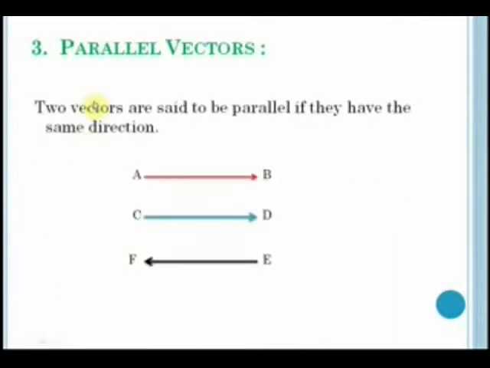The third is parallel vectors. Now two vectors are said to be parallel if they have the same direction. So we see that AB, CD are parallel to each other, or they are in the same direction, because these vectors are parallel. Here we see that FE is in opposite direction to AB, so this is anti-parallel. AB and CD are parallel to each other and FE is anti-parallel to AB, which is actually opposite in direction to the direction of AB and CD.